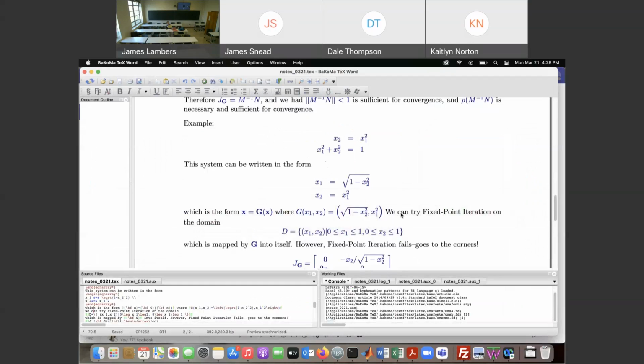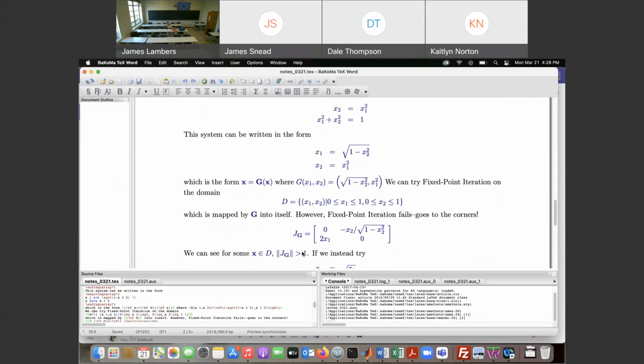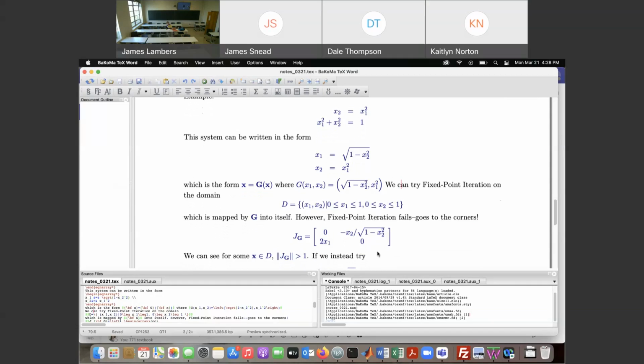If we look at the Jacobian of G, then this is what we get. And so what would happen is, suppose x1 is greater than 1/2, then right away that would mean that the 1 norm or infinity norm of the Jacobian would be greater than 1. So it's possible to find points where that happens. In a single variable case, having a derivative greater than 1 would lead to divergence, even if x is really close to the fixed point.